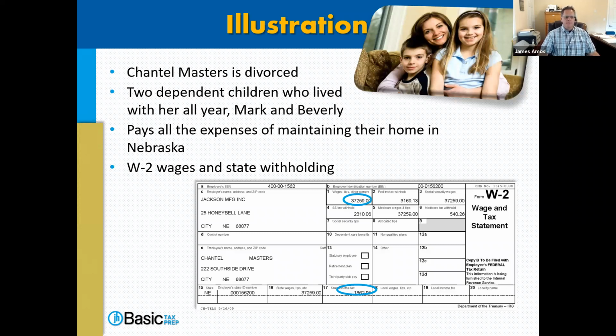Chantel is divorced. She has 2 dependent children who lived with her all year, Mark and Beverly. She pays all the expenses of maintaining their home in Nebraska. And she has a W-2 here, which you're looking at, and it has state withholding. So which box has the state withholding in it? Which box number? 17. That's right. Good job. And how much is in box 17? Can you guys read that? 1863. Yeah, that's right. She's just rounding there, so that's fine. That's the amount that actually is withheld.